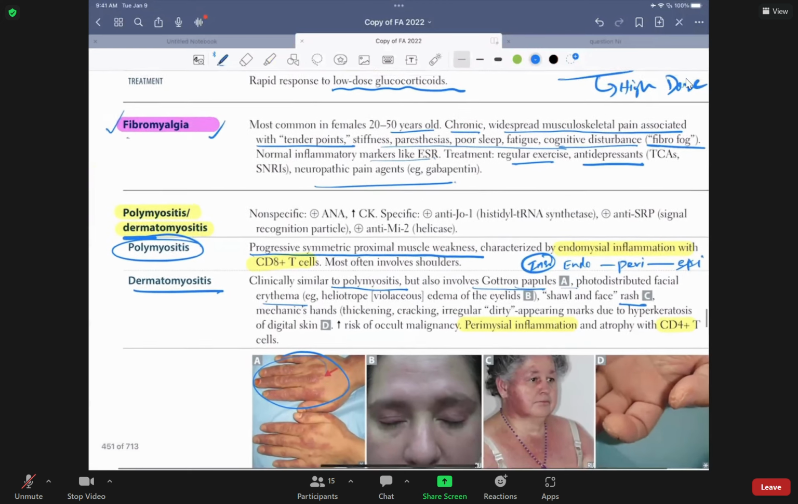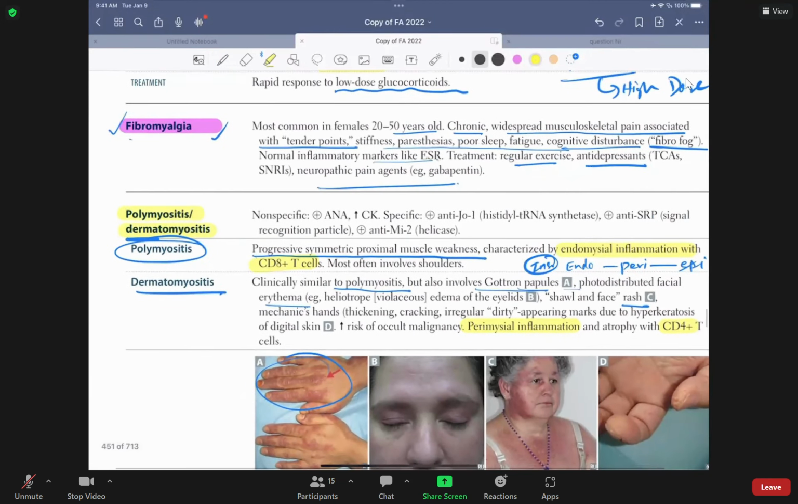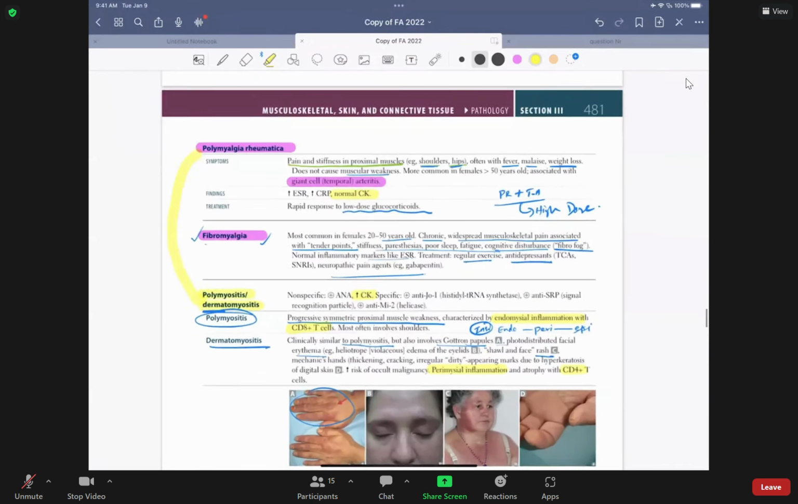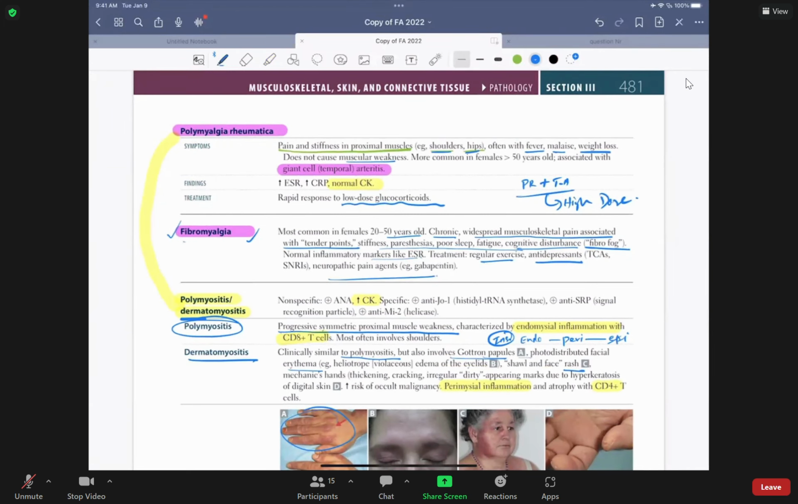Now, if you see some common features, highlight, increased CK, creatine kinase from muscles. Because polymyositis also comes with shoulder pain and hip pain, exactly the same as polymyalgia rheumatica. The only difference you could use to differentiate polymyositis and polymyalgia rheumatica: polymyalgia rheumatica has normal CK. This one has increased CK. You see that, folks? One and only differentiating factor.